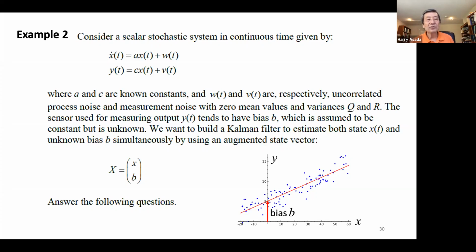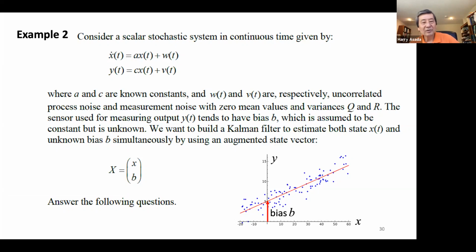So again, the process state equation and output equation, just a scalar case, very simple. Okay, now we have A x(t) plus W(t) and C x(t) plus V(t) for y. Okay, A and C are known constants. These two are given, known. And W(t) and V(t) are respectively uncorrelated process noise and measurement noise with 0 mean value and variance Q and R.